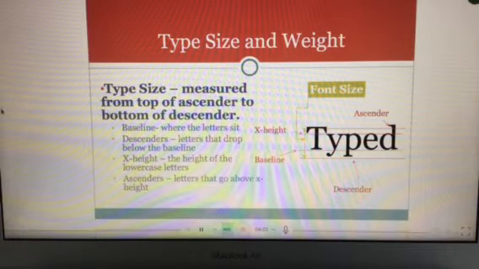Now, reference your worksheet and answer the 5 questions about type size and weight.